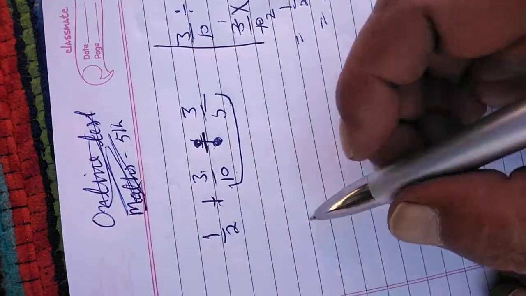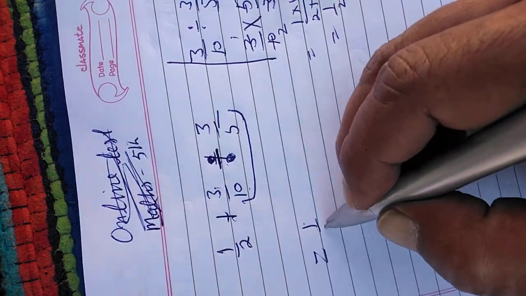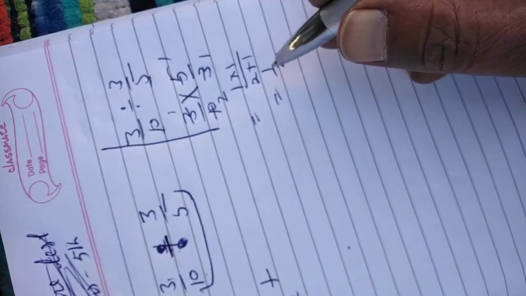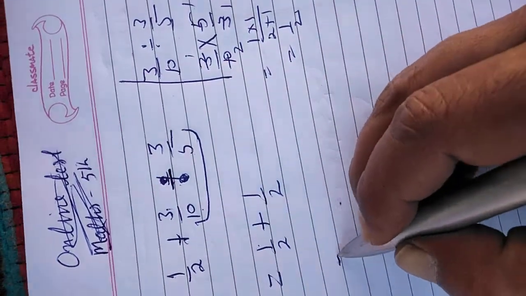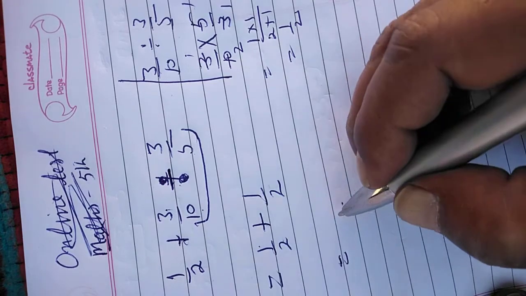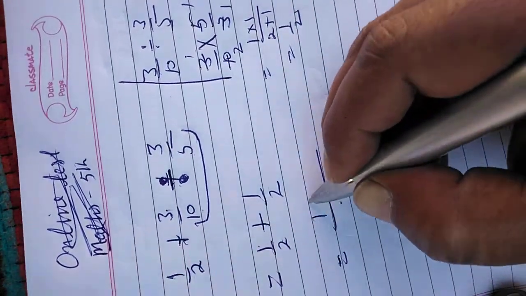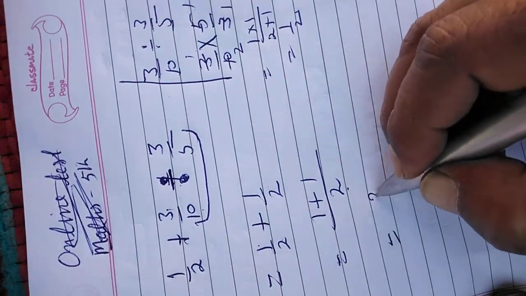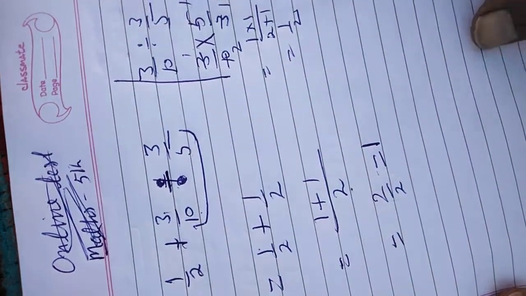So 1 upon 2 plus, when you solve this one you got 1 upon 2, so you write 1 upon 2. After that these are like fractions. How are they added? You will add numerator 1 plus 1 divided by 2. Now 2 upon 2, your answer is 1.